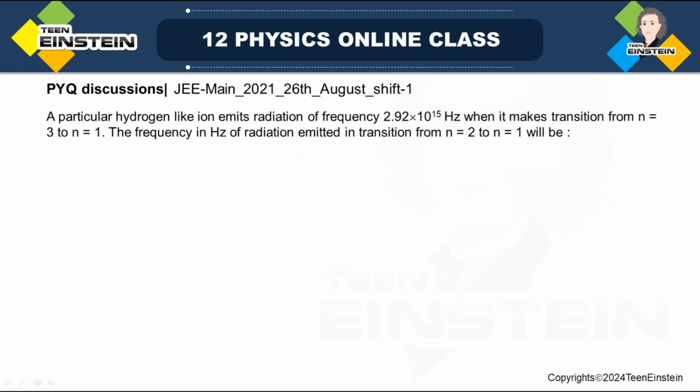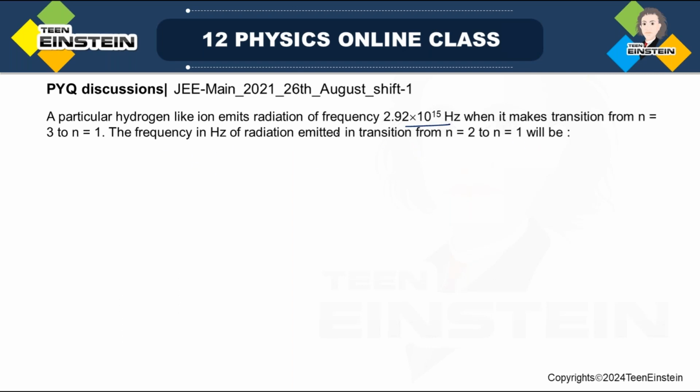Now let us move on to the next problem. This problem says a particular hydrogen-like ion emits radiation of frequency this much when it makes a transition from n equal to 3 to 1. The frequency in hertz of radiation emitted during the transition from 2 to 1 will be dash.